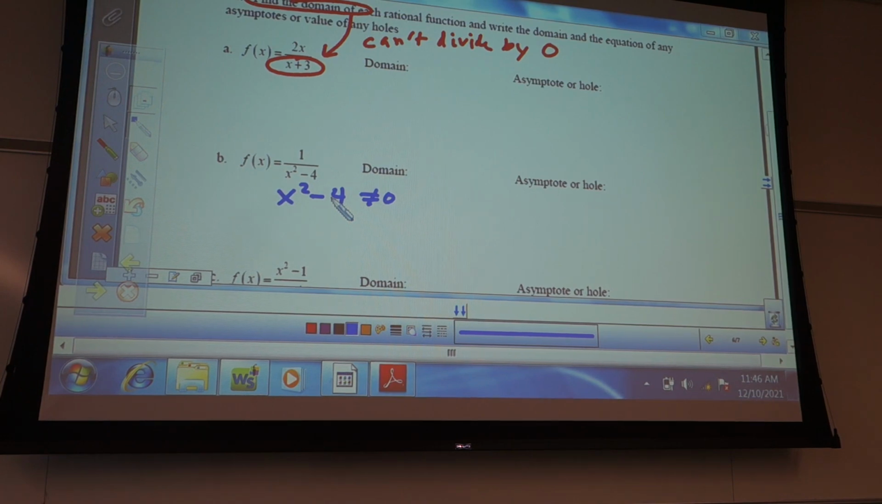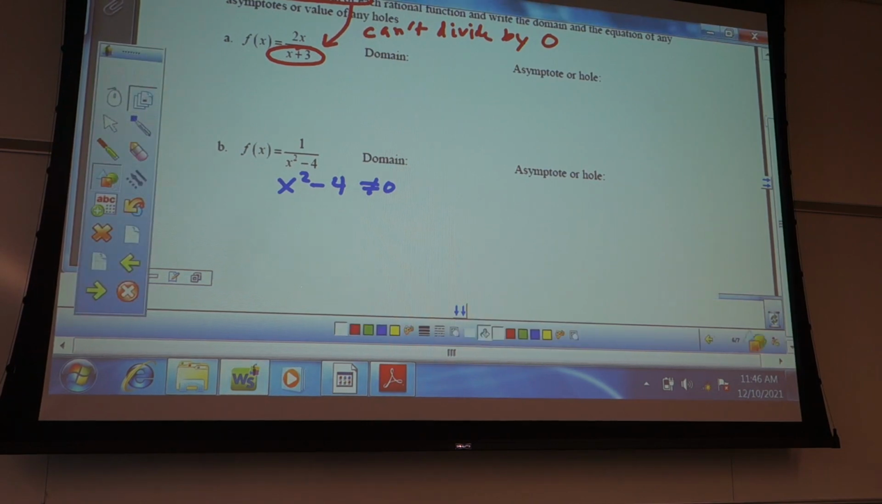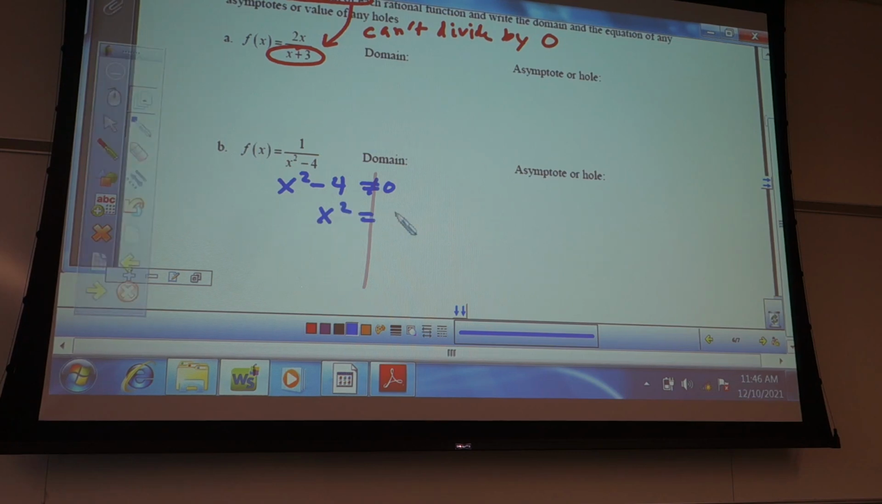Natalia, are you done? No, I don't remember. Okay, all right, we'll go over this one. So let's solve this. What's the first thing you do? Add 4 to both sides. What do you get? X squared equals 4.